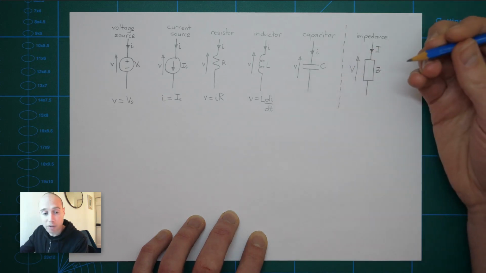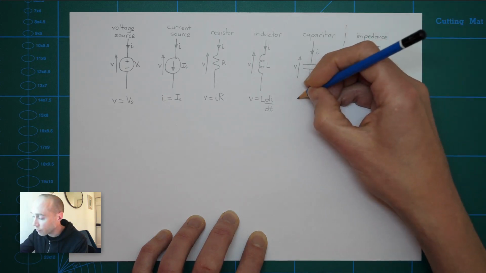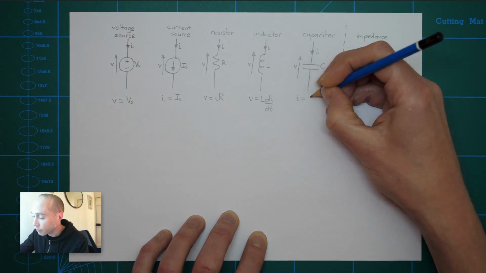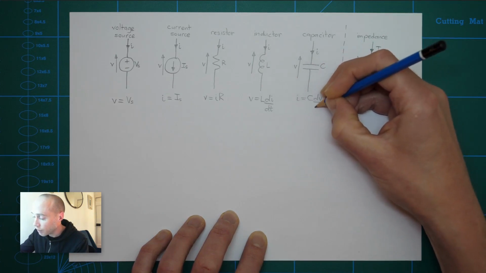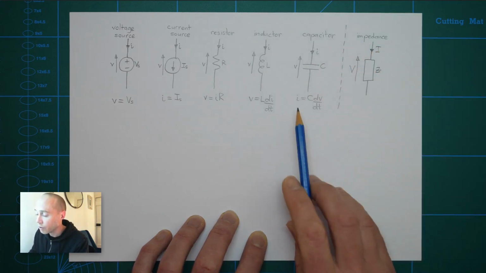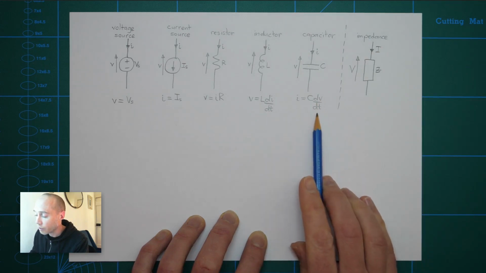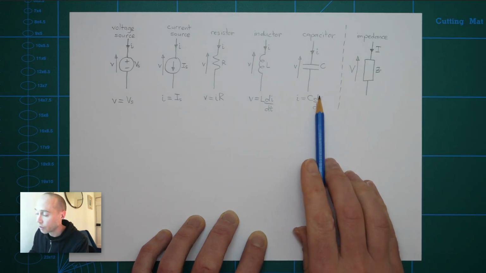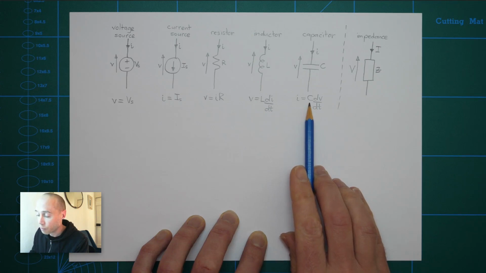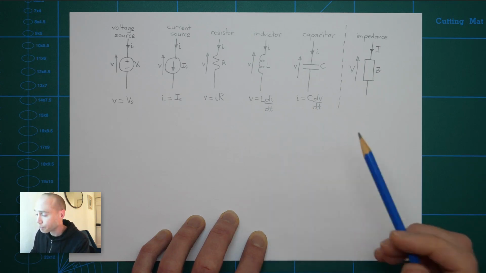The capacitor is like the opposite of that. We have I is equal to C dV by dt. So in a capacitor, the current is proportional to the rate of change of voltage across the capacitor, and the constant of proportionality is C, the capacitance in farads.